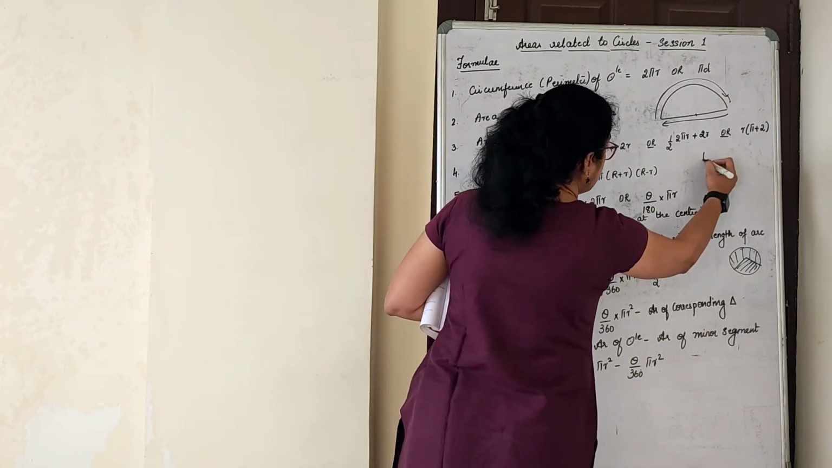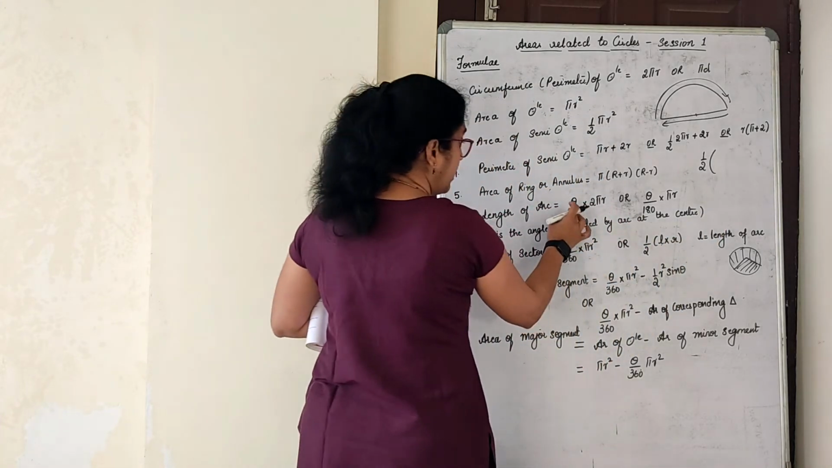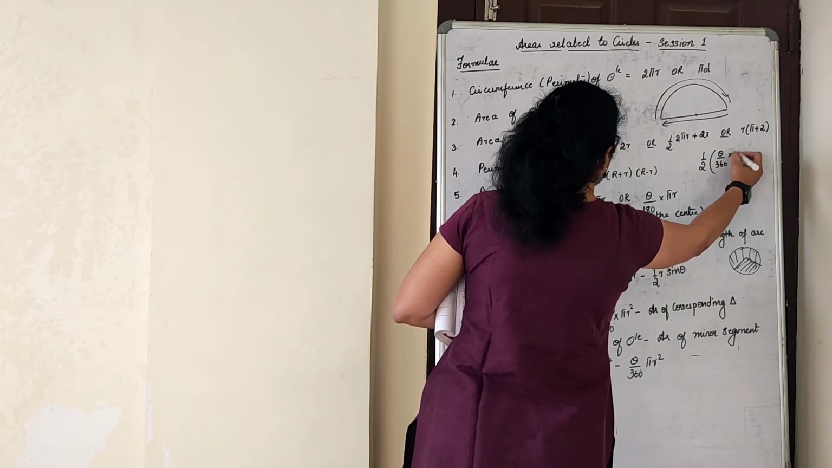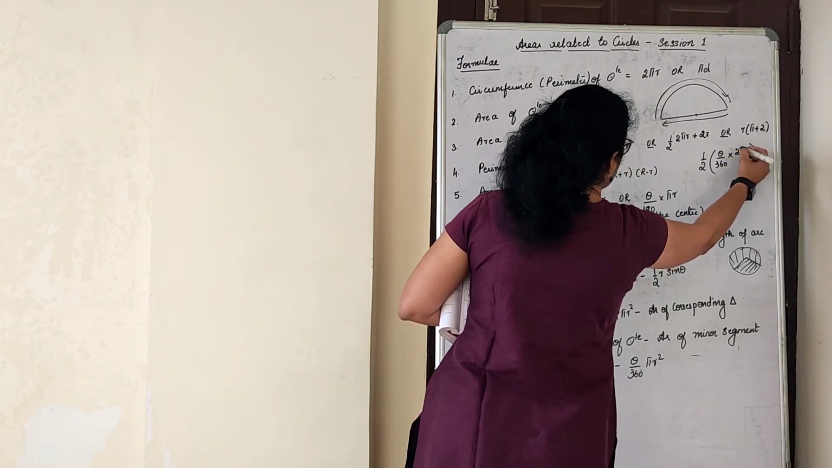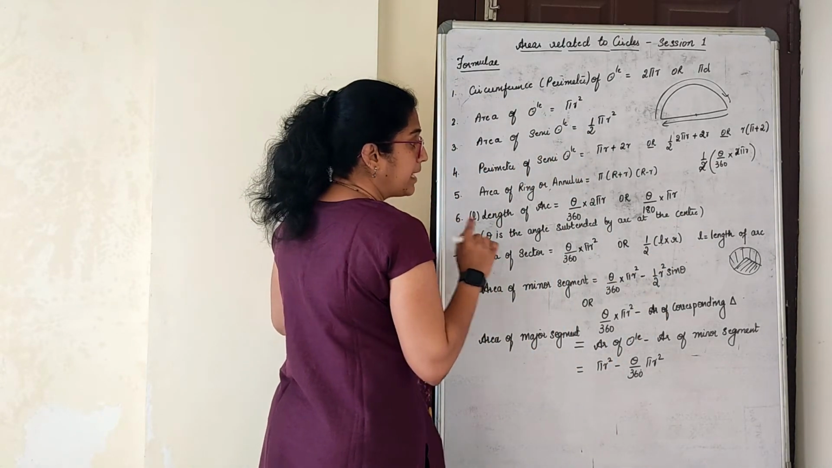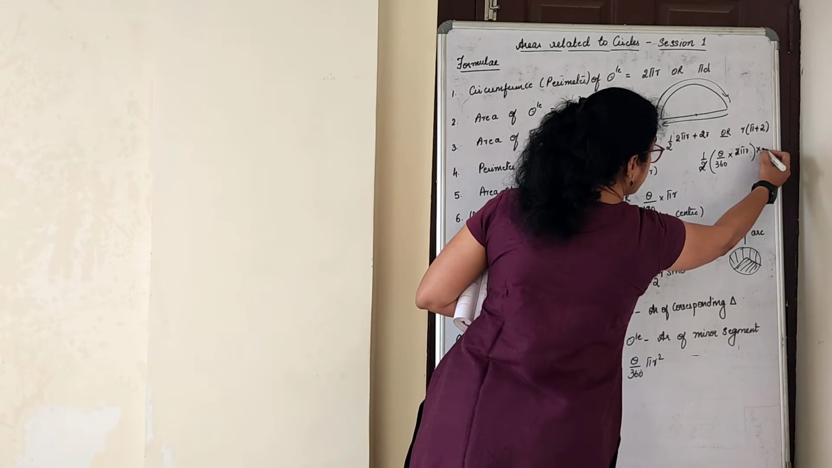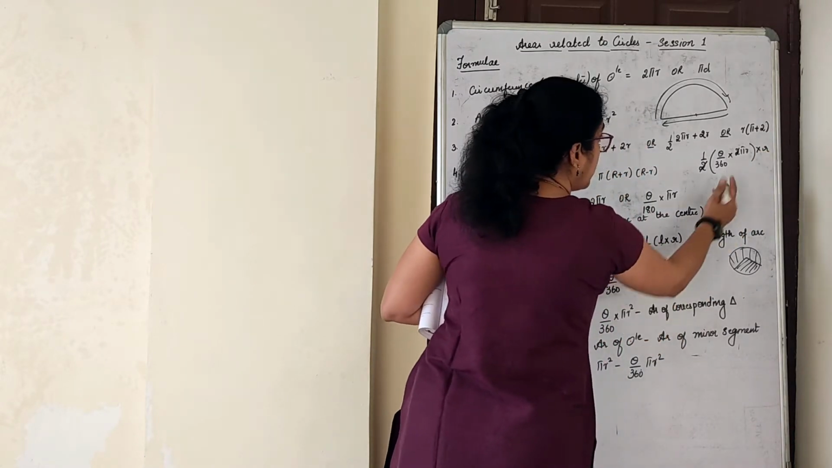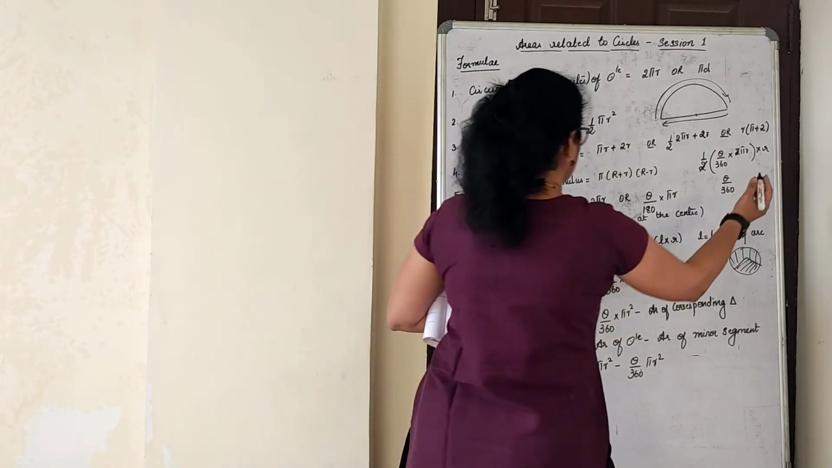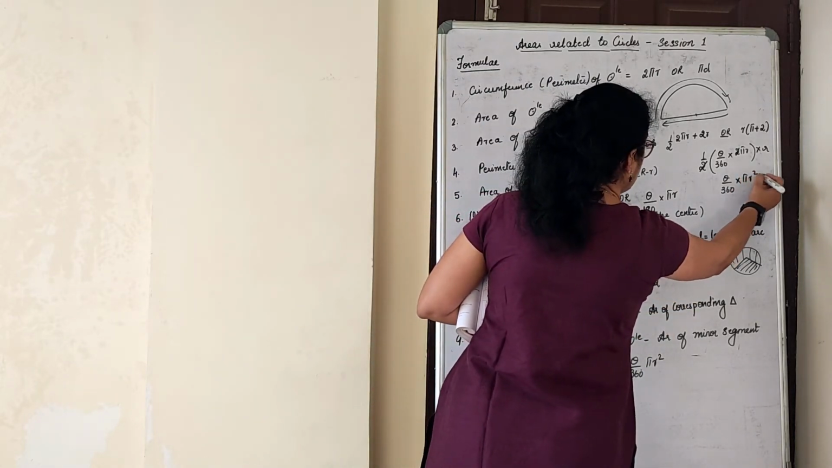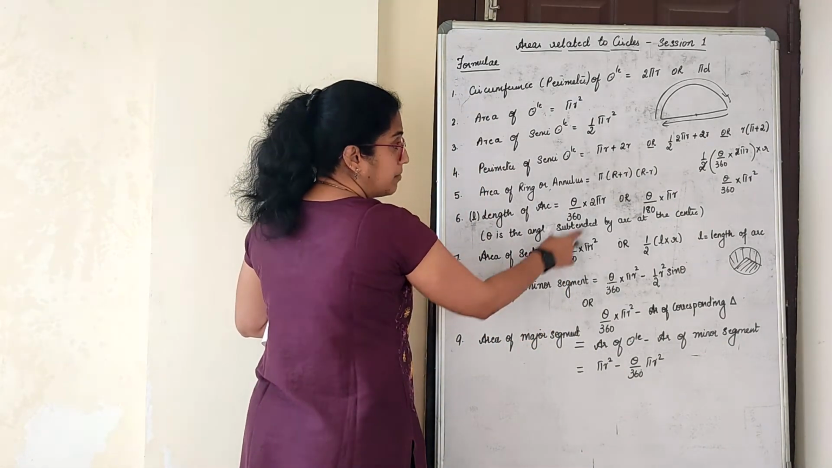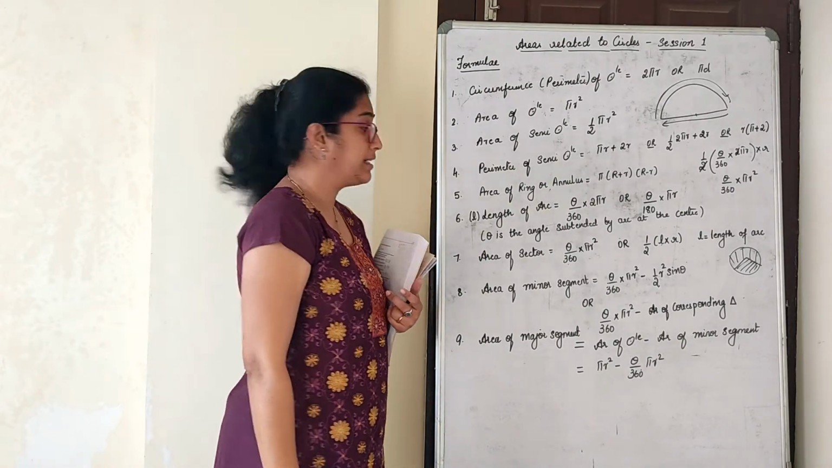I'll keep half as it is. If you want the full value, you substitute here. L is nothing but theta upon 360 into 2 pi r. So 2 and 2 will get cancelled. Theta upon 360 into pi r. One more r is there, into r. So this is theta upon 360 into pi r square. Did we get the same thing here? The area of sector formula, theta by 360 into pi r square.